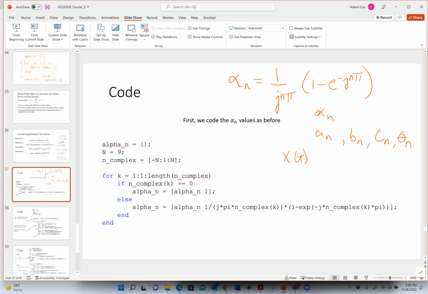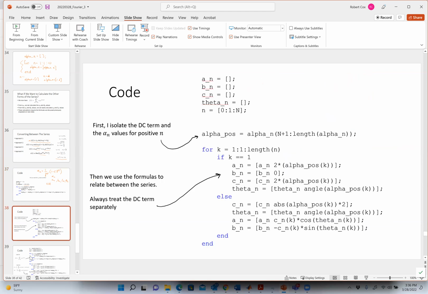All right, so this is the way I would code that. In this case, I'm plotting up to the ninth harmonic. So I created a vector here that goes from -9 to 9, because for the complex version of the series, I have to have two rotating vectors, one in the positive direction, one in the negative direction. And it's the same for loop to calculate my alpha values.